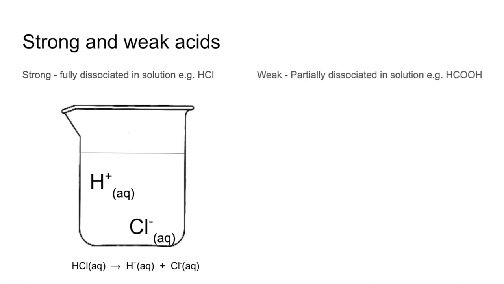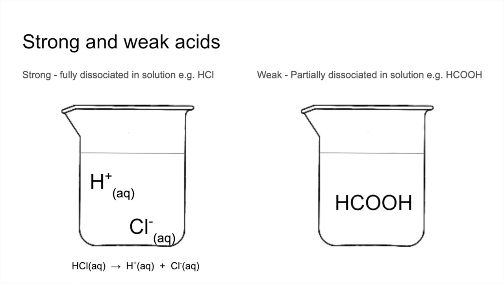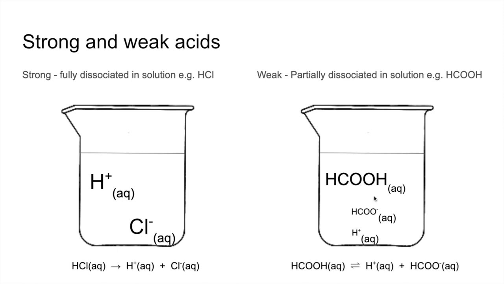Weak acids now, they're partially dissociated in solution, so I'm using methanoic acid as the example. If you put methanoic acid in a beaker of water, it would partially dissociate. So what you'd have in there would be aqueous methanoic acid molecules, methanoate ions and H+ ions. And the font size I've chosen here is to show that this is hardly dissociated, so you'd have a large amount of this molecule and small amounts of these ions. So we use reversible arrows to represent partial dissociation.